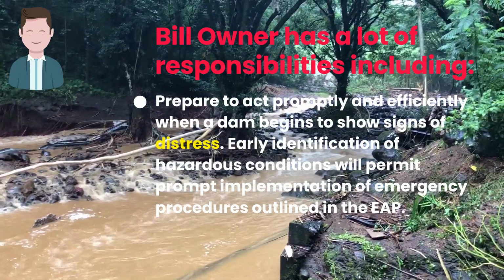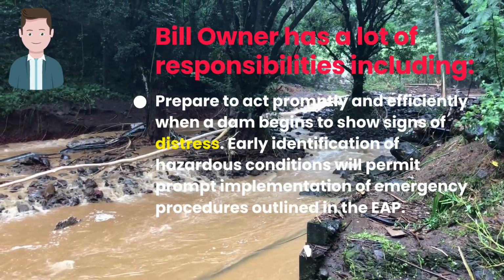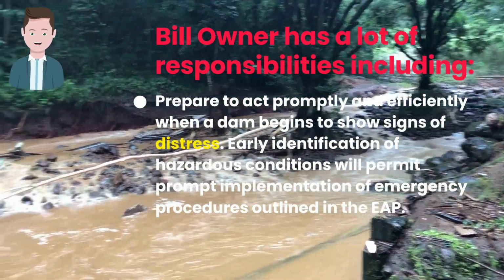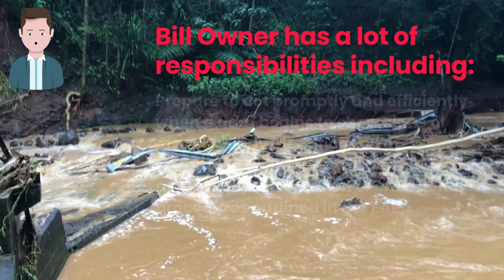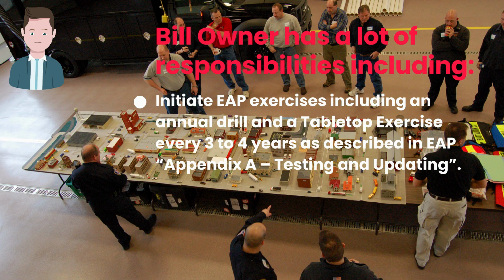He also needs to make sure to prepare to act promptly and efficiently when a dam begins to show signs of distress. Early identification of hazardous conditions will permit prompt implementation of emergency procedures outlined in the EAP. Bill needs to remember to initiate EAP exercises, including an annual drill and a tabletop exercise every 3 to 4 years, as described in EAP Appendix A, Testing and Updating.